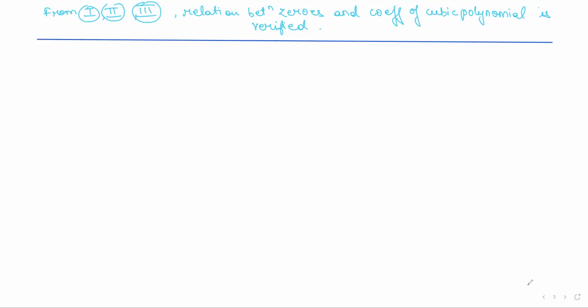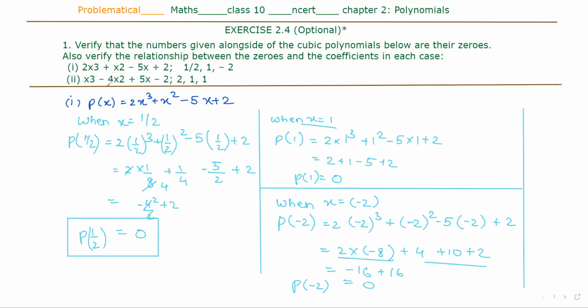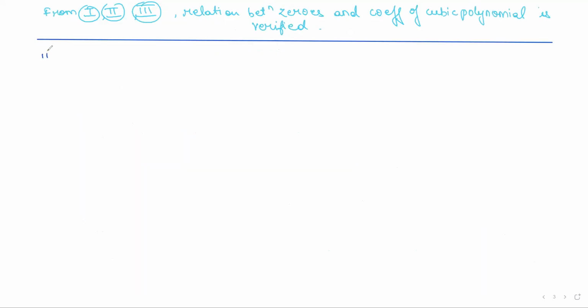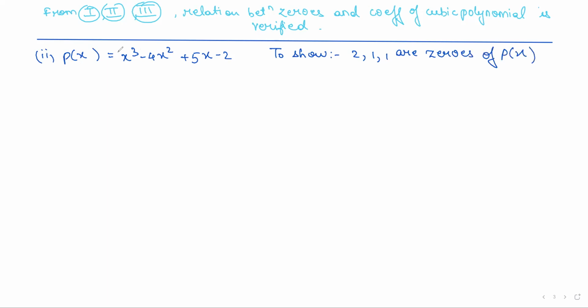Second question. In the second question, you have to do the same thing, but now the values of P of x and the zeros are changed. P of x is x cubed minus 4x squared plus 5x minus 2, and your values are 2, 1, 1. So in the second case, P of x is given as x cubed minus 4x squared plus 5x minus 2, and you have to show that 2, 1 and 1 are zeros of P of x. This is the first part of your problem.